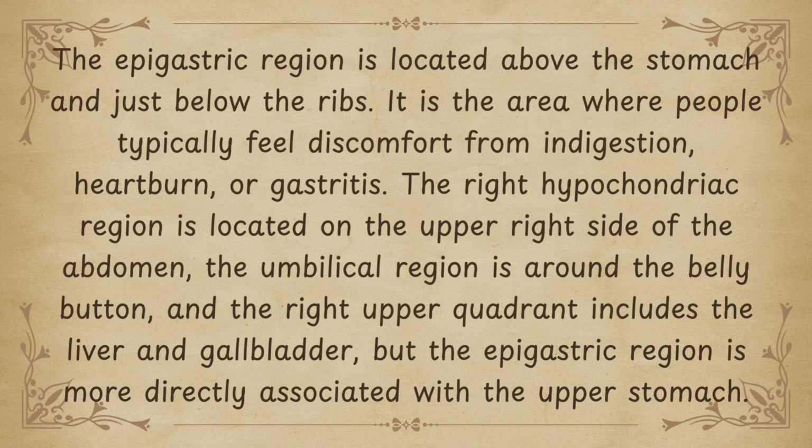The epigastric region is located above the stomach and just below the ribs. It is the area where people typically feel discomfort from indigestion, heartburn, or gastritis. The right hypochondriac region is located on the upper right side of the abdomen. The umbilical region is around the belly button, and the right upper quadrant includes the liver and gallbladder, but the epigastric region is more directly associated with the upper stomach.